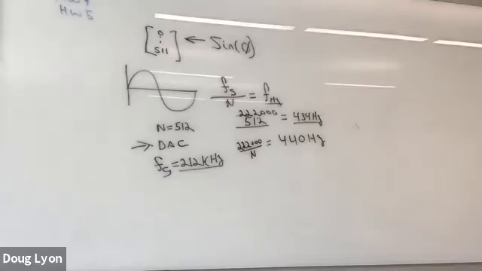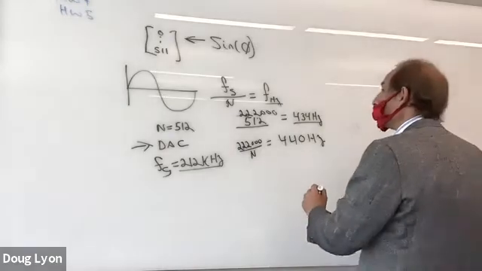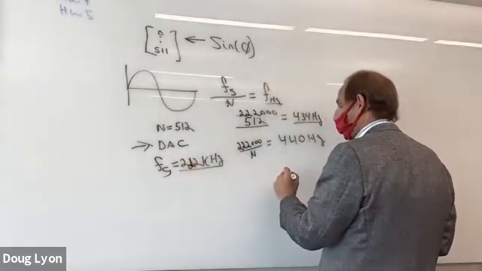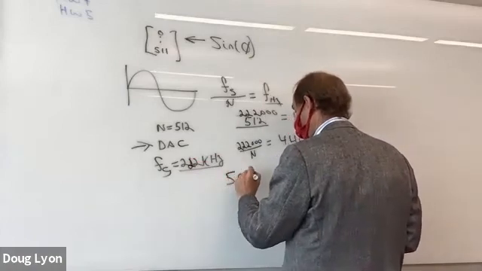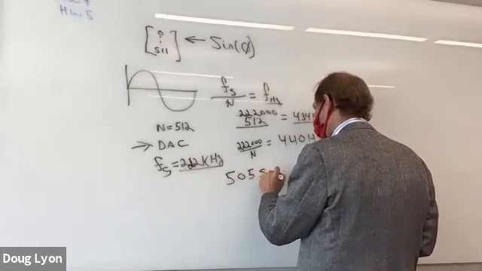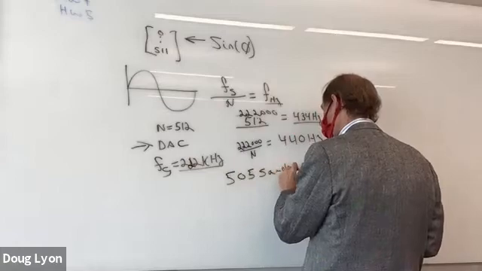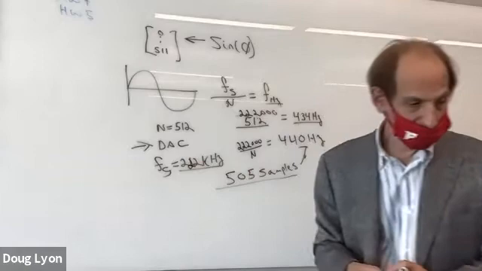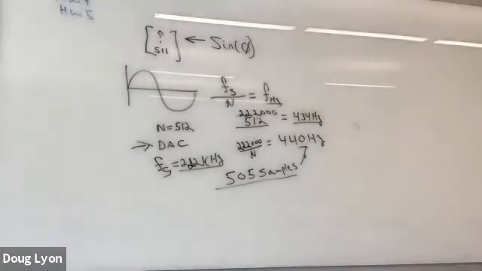or 505 samples. So if I go at this sample rate, 222 kilohertz, with 505 samples, then I'm going to get very close to an A440. Will it be exact? No. How far off will it be? Well, let's see.